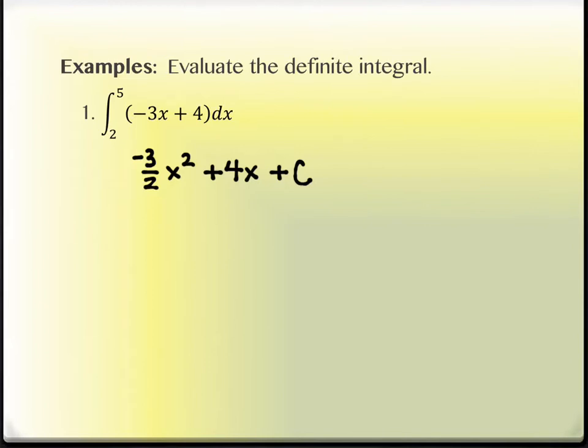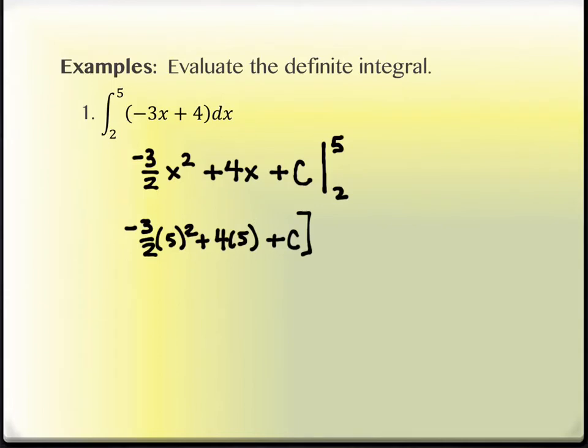So don't do that. What you're going to do next is put a vertical line at the back, and put your limits of integration on the top and the bottom of that line. So there's a 5 here and there's a 2 here. And then you're going to actually evaluate that. So you're going to plug in the 5: negative 3 halves times 5 squared plus 4 times 5. And right now I'm going to write down plus c, but you're going to see very quickly that I don't need it. Then you're going to subtract, and plug in the same thing with the 2: negative 3 halves, 2 squared, plus 4 times 2, plus c.